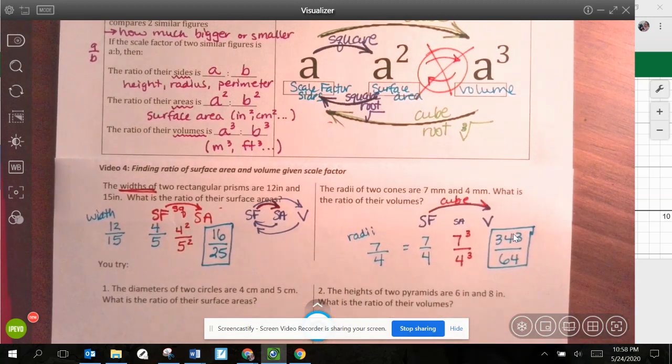And in the next video, you'll be asked to try one of each, finding the ratio of the surface area and the ratio of their volumes. Make sure to come back to this video, play it as many times as you need, and pause it if you need to as well.